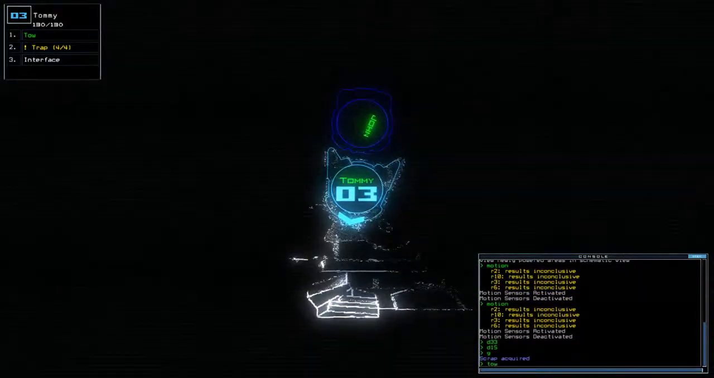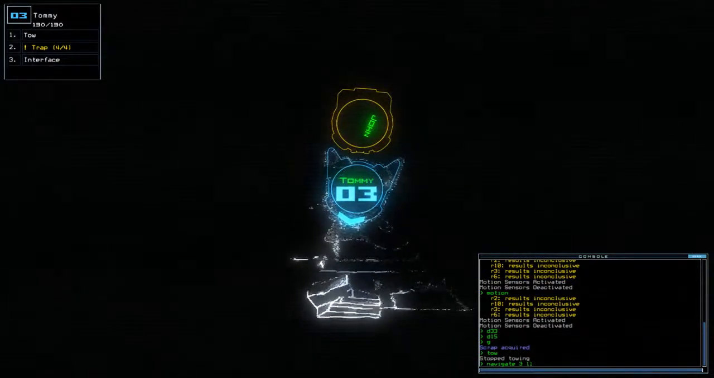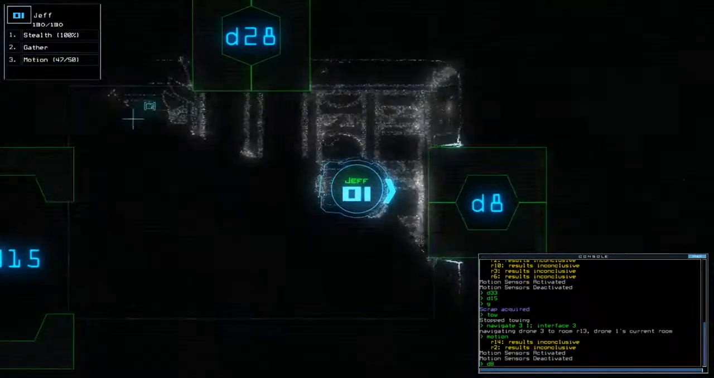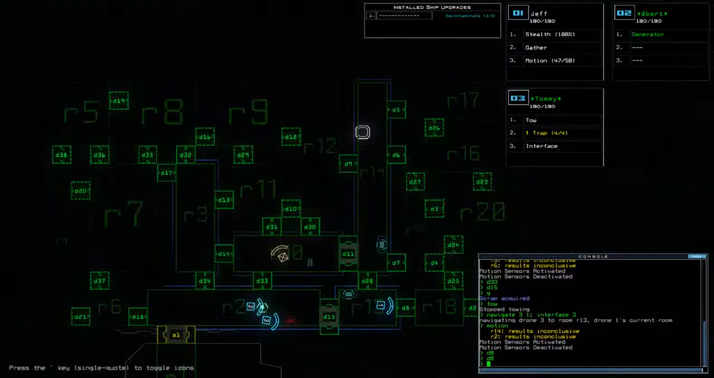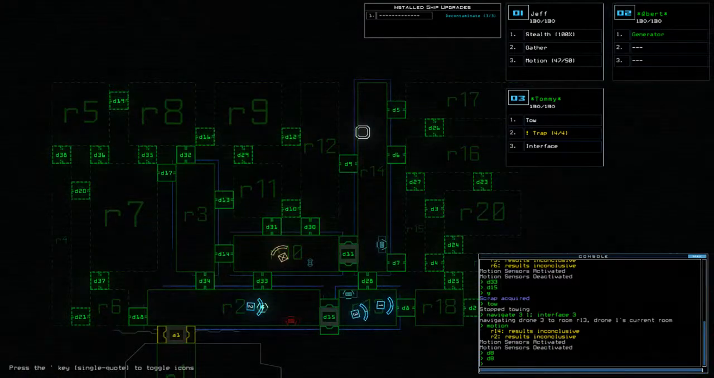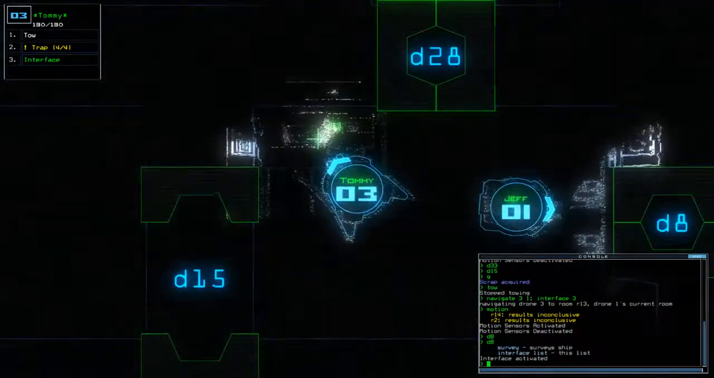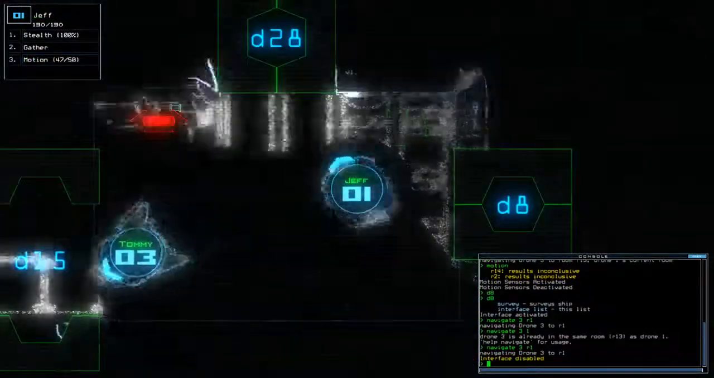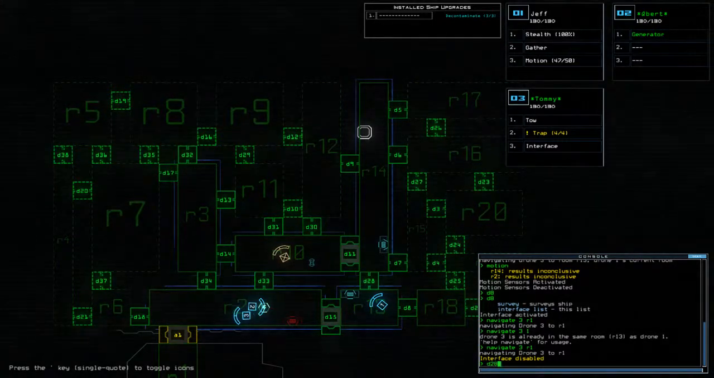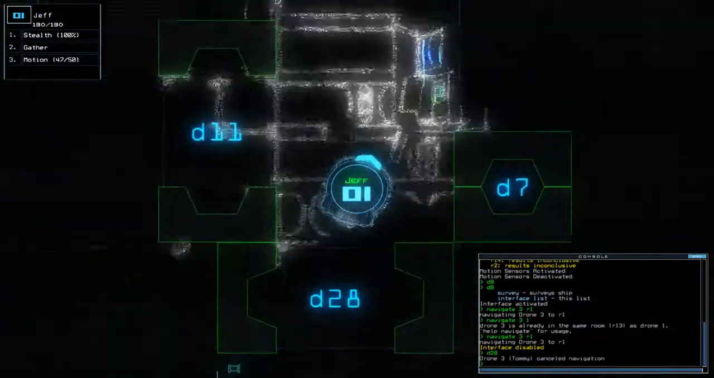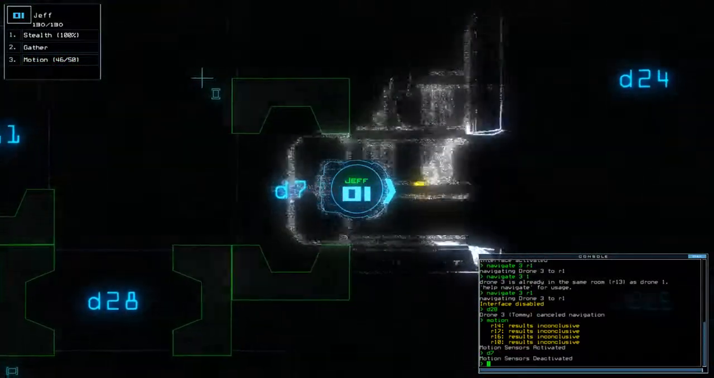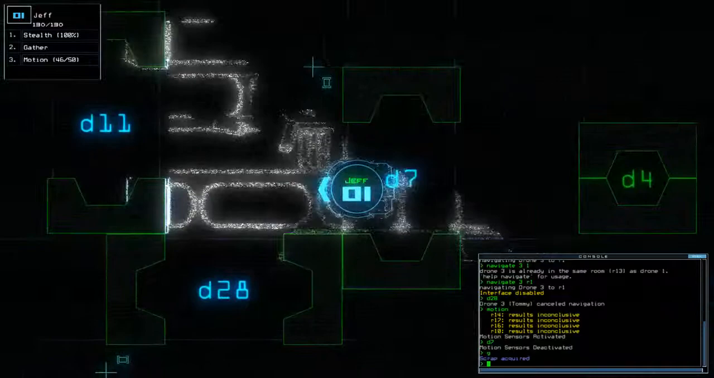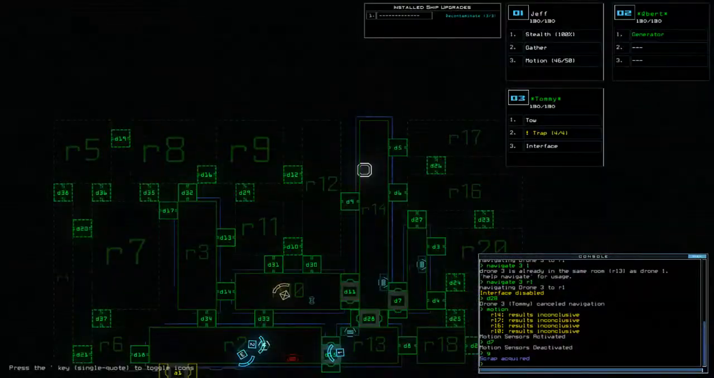Alright, so three, one, interface, three. D8 is fine. And we are dealing with goo. Alright, so it'd be really nice now if we could get... Alright. Sorry. Alright, so we know that's safe, so D28. Seven. All right, so that's our next target then. D11.